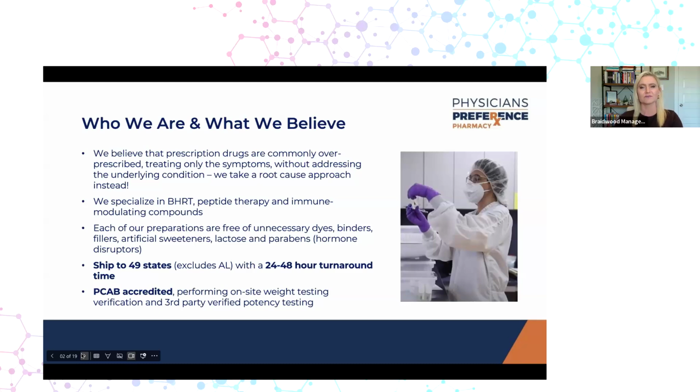We do currently ship to 49 states. And when I say ship, I mean ship directly into. So we don't ship directly into the state of Alabama. We hope that that will be changing soon, but that is to be determined. And we still do have patients in Alabama, though. We just have to ship to another state, and then those prescriptions can get forwarded to them.